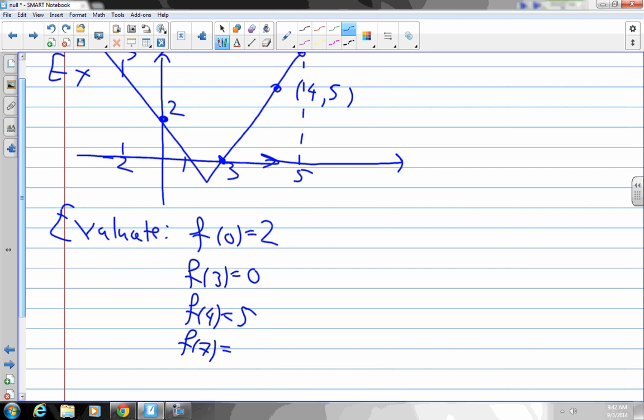Well, so x equals 3, right? So here's the x equals 3. Well, where's the graph when x equals 3? It's right here, right? What is the y value?